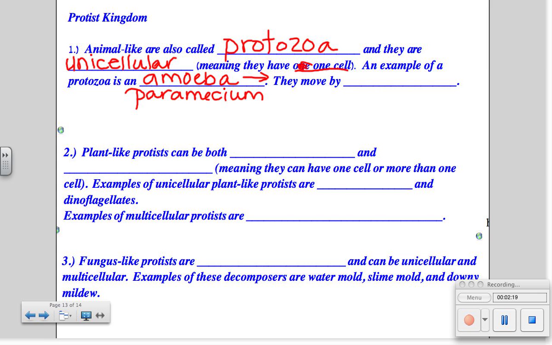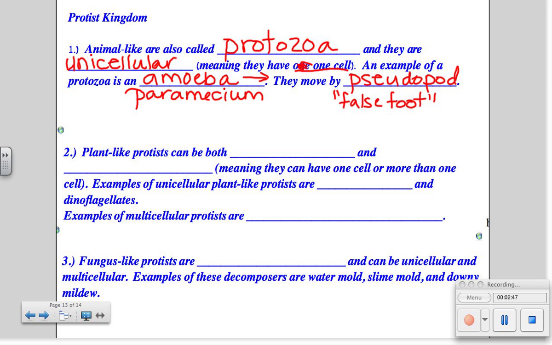But amoeba move by what's called a pseudopod. And that just basically means a false foot. Like I said in class, it's also known as stomach foot as well, because they're kind of moving on what looks like their stomach. The second type of protist category are plant-like protists.